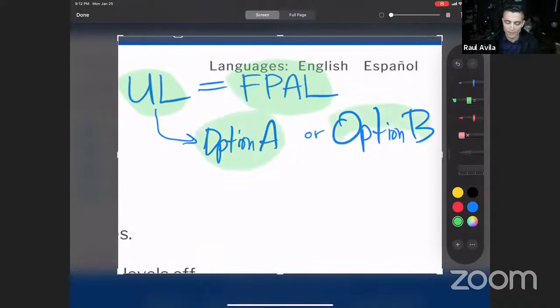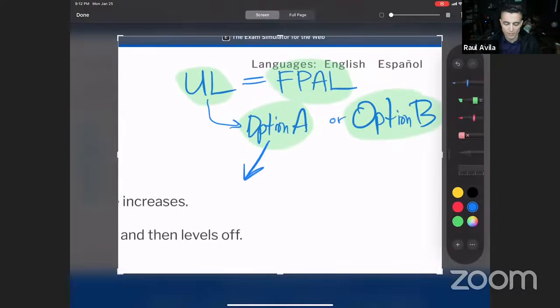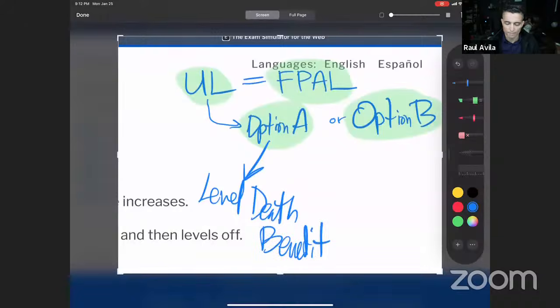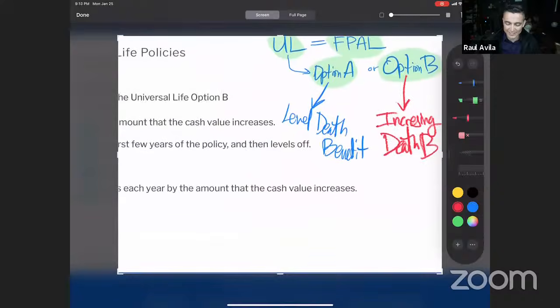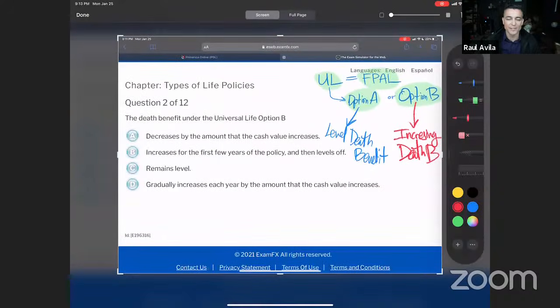All right, so let's talk about this. Option A and option B. Option A, all right, you ready for this? It's called level death benefit. And option B is increasing death benefit. Does that make sense, guys? So, no, it doesn't. What the heck does that mean, right? It's a little bit complicated, but I'm gonna explain it to you.